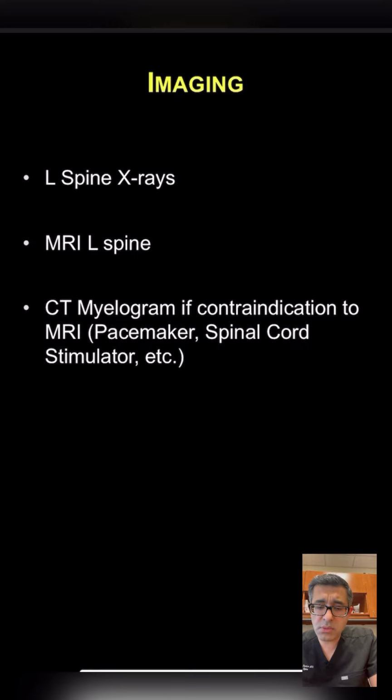And for those who cannot get an MRI scan, for instance, people who have had multiple prior surgeries and have a lot of screws, things can be difficult to see, we'll get a CT myogram. Or for patients who have a pacemaker or a spinal cord stimulator in place, we'll get a CT myogram. But typically we start with x-rays.